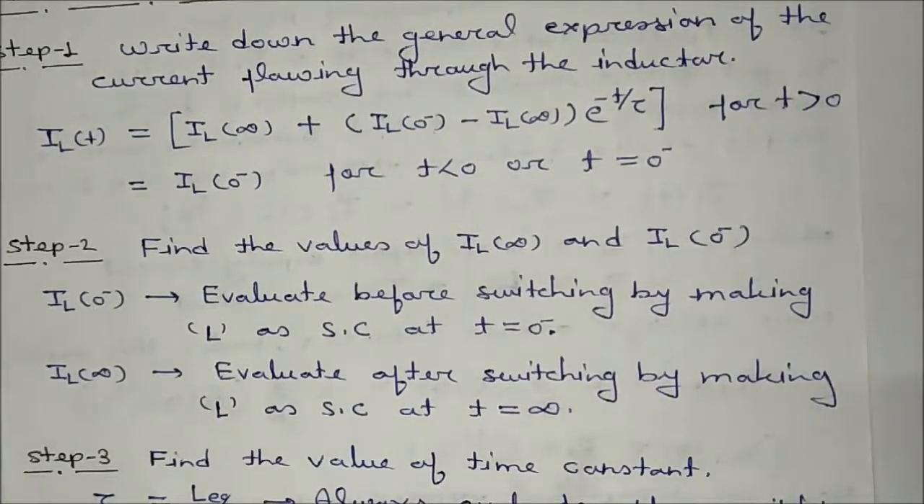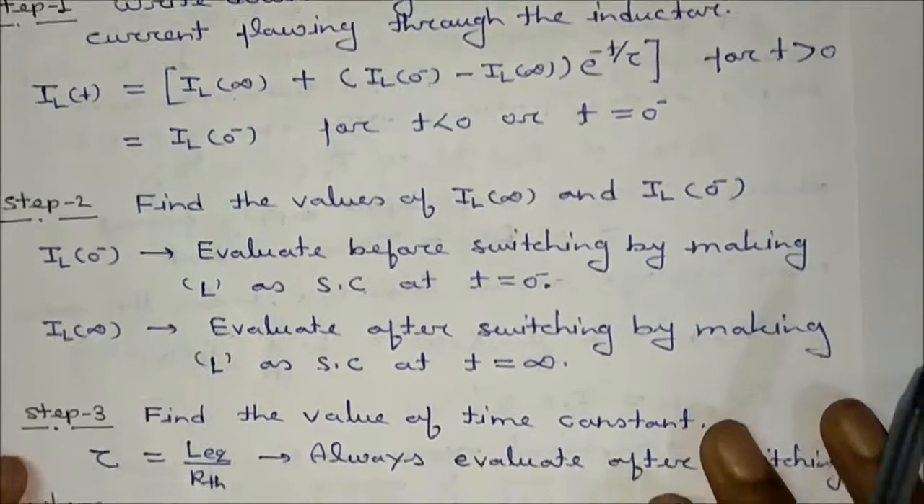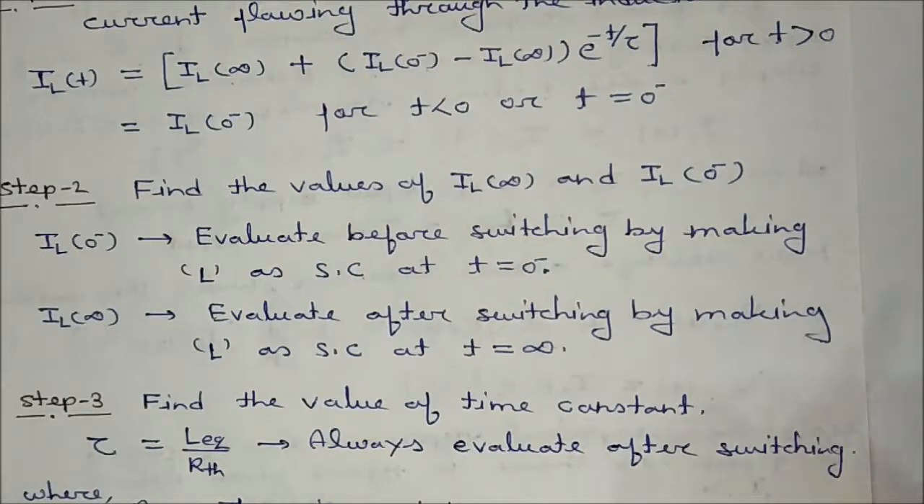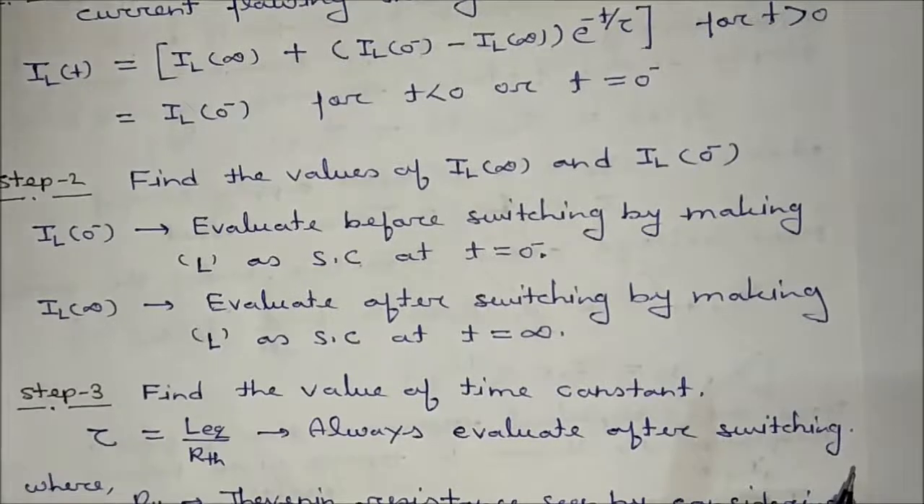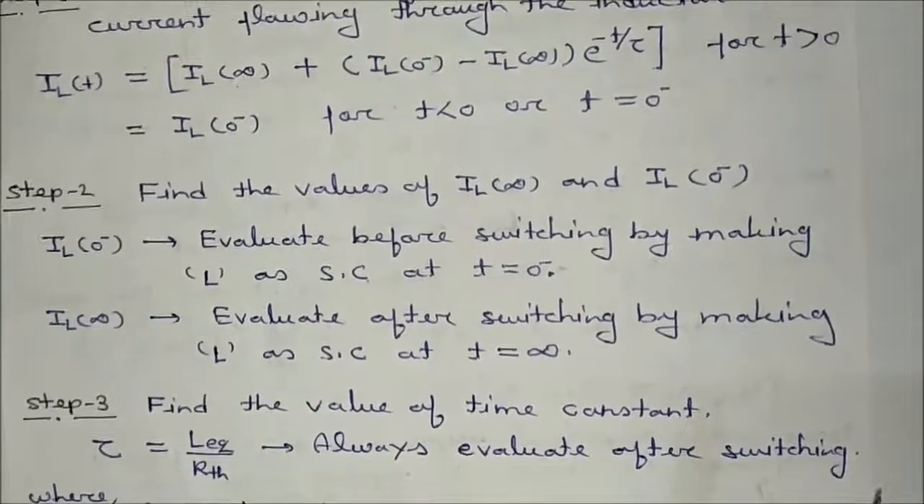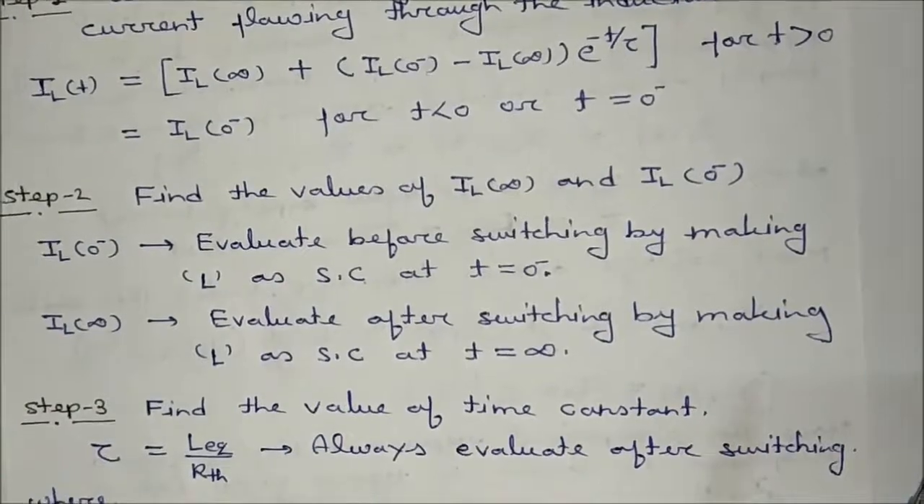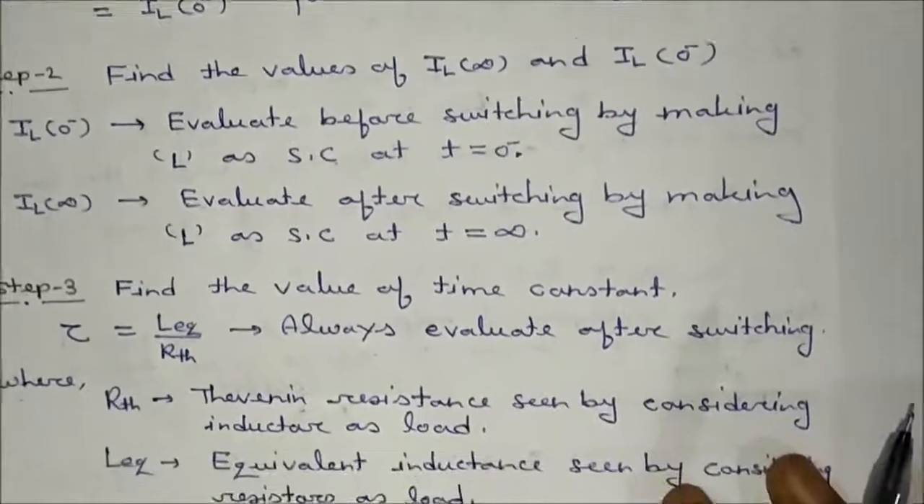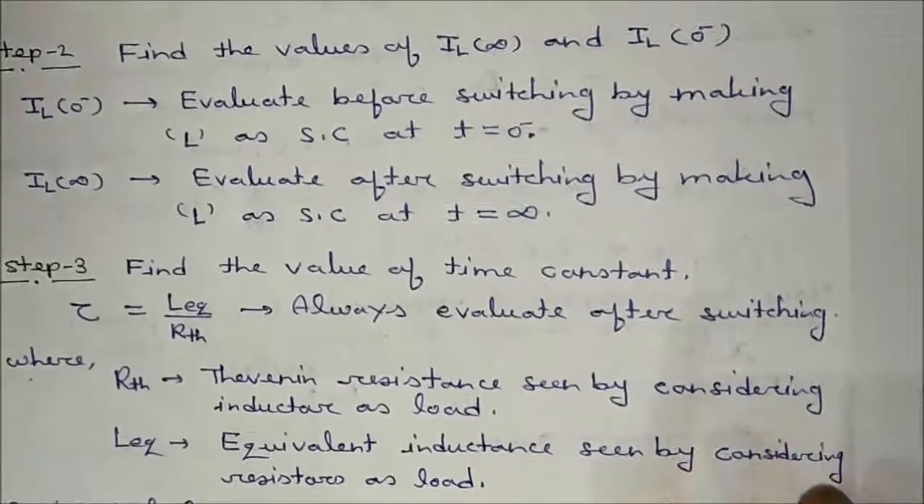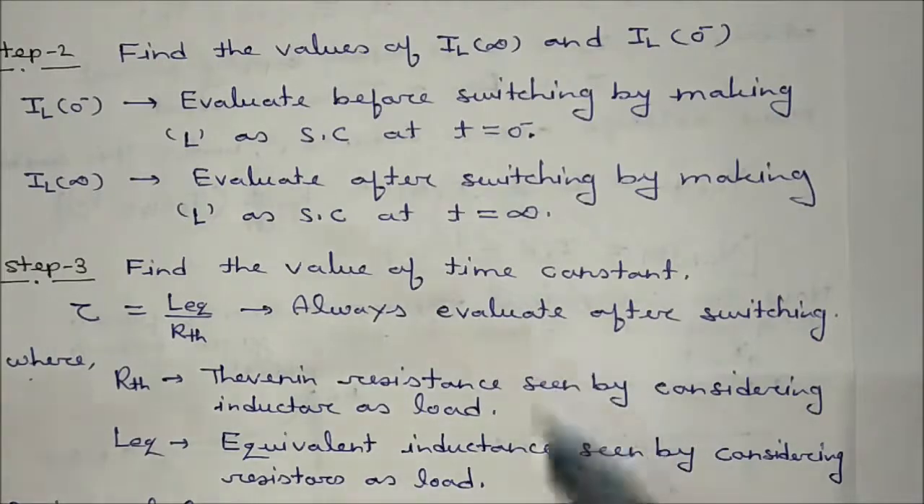Step 3 is finding the time constant, and in case of the RL circuit the time constant is L equivalent divided by RTH, and it is always calculated after the switching, that means t greater than 0. While calculating RTH, L is taken as the load, and while calculating L equivalent, R is taken as the load. While calculating the time constant, all the independent voltage sources must be short circuited, and all the independent current sources must be open circuited. So every step is the same as what we discussed in case of capacitors.